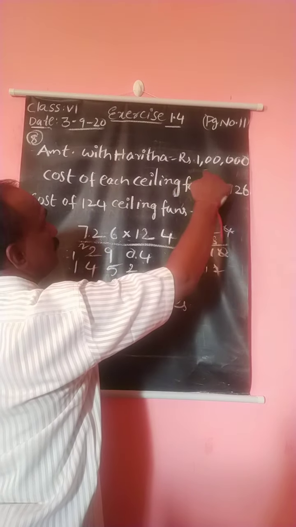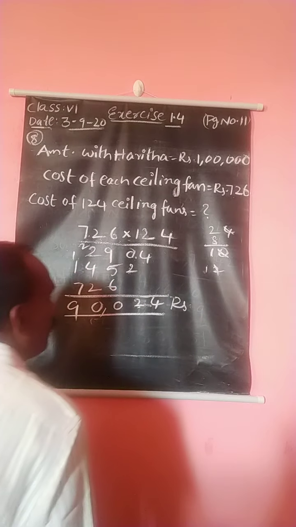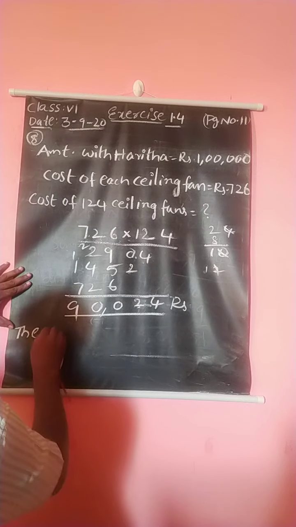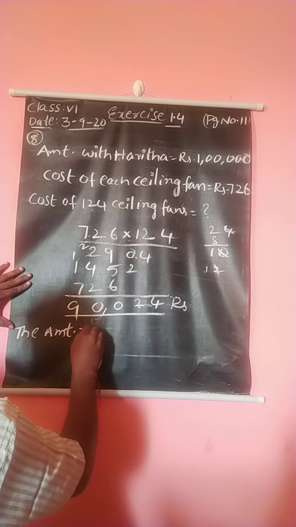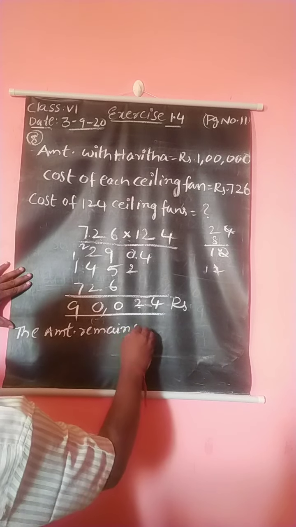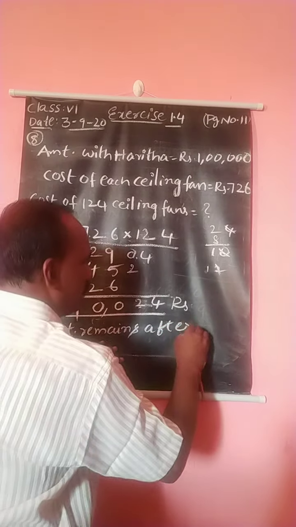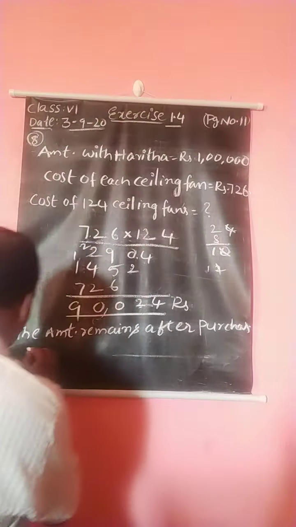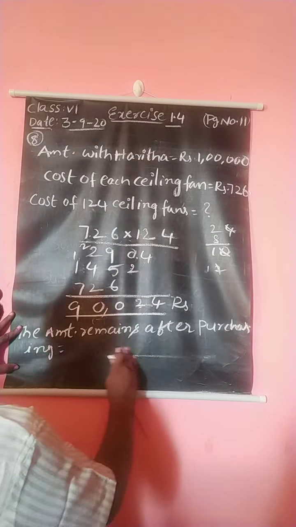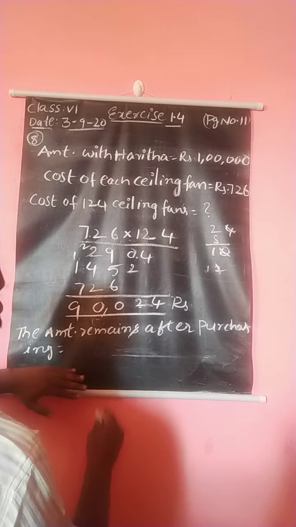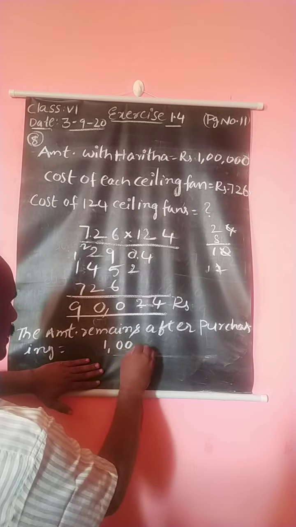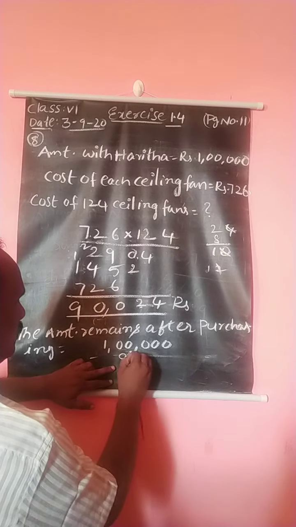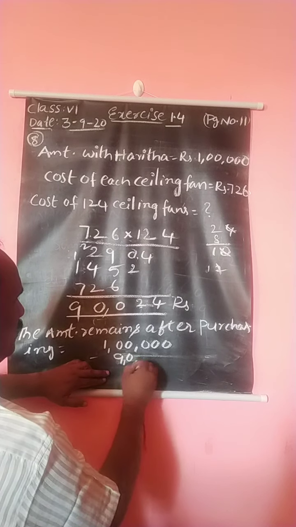But she has 1 lakh rupees. Then after purchasing, how much amount remains? The amount remaining after purchasing is equal to 1 lakh minus 90,024 rupees.